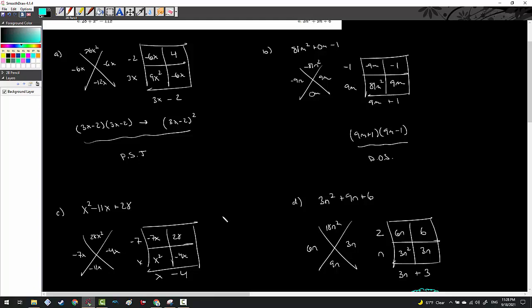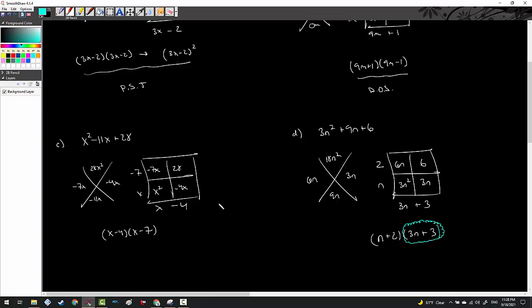We have the area model. We have the diamond problem. It all comes back. I'll be back with the next question. Give me a second.